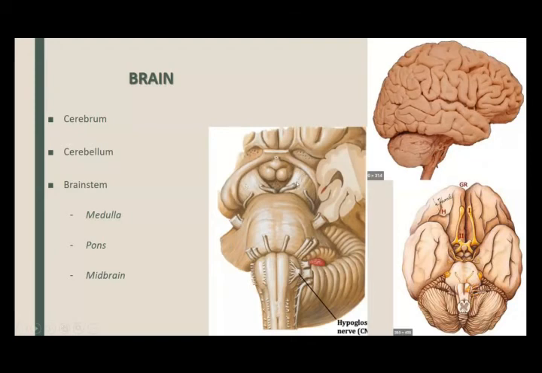The superior most is the midbrain. And please note, on the surface of the pons, the lateral aspect of the pons, this thick structure is the trigeminal nerve emerging from the surface of the pons.